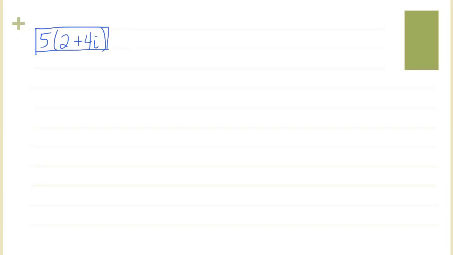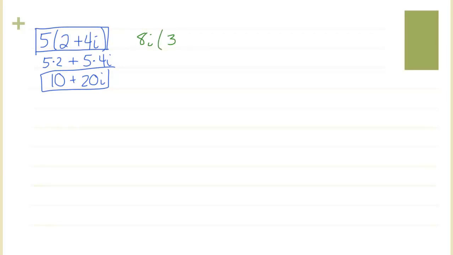If I'm going to do that, again, I'm just going to distribute 5 times 2 plus 5 times 4i. Not a huge deal. Real part, imaginary part. But what if I'm distributing an imaginary number? 8i times 3 minus 7i. So this time when I distribute, I've got 8i times 3 plus 8i times negative 7i.